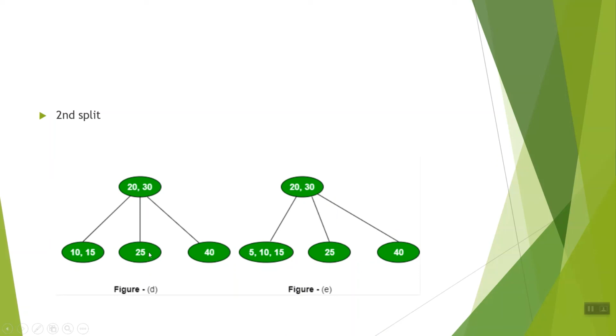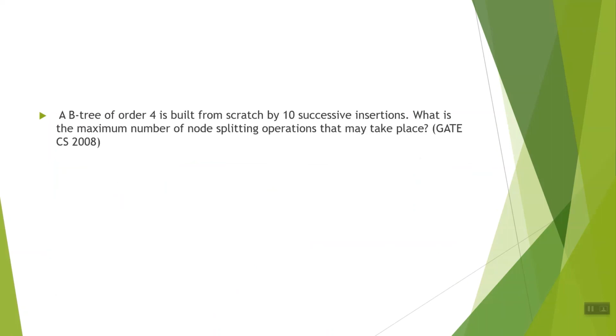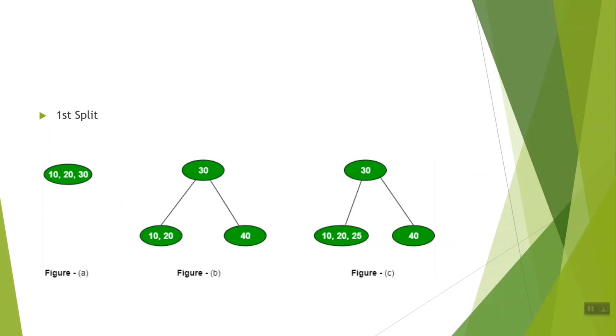Now this 15 will create a split, 20 will go up and it will be inserted in the root. Again we will take another number that is lesser than 20, here 5 will come to the first node. And in the next phase we are taking 2, then there will be another split, and one number will go up, that is 10. So the root is full now, because this is order 4.